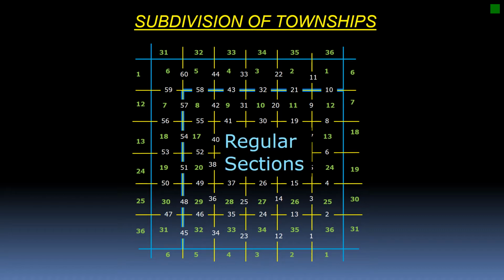Now, these 25 sections that you see here are called regular sections because they are supposed to be 80 chains by 80 chains. And all of the error is in sections 1 to 6, and then 7, 18, 19, 30, and 31. So those wouldn't be regular sections because that's where the error is. And in theory, these 25 sections that are called regular sections, they're supposed to be 80 chains by 80 chains. Now, this is the way things were designed.